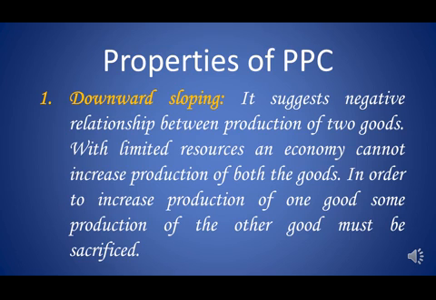Downward slope of a PPC suggests a negative relationship between production of two goods. That means with limited resources, an economy cannot increase production of both the goods. In order to increase production of one good, some production of the other good must be sacrificed. Since production of both the goods is negatively related with each other, our PPC curve will be downward sloping.